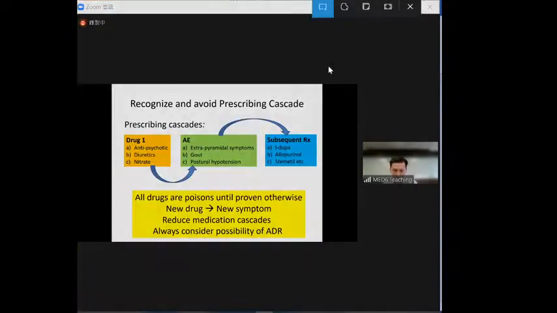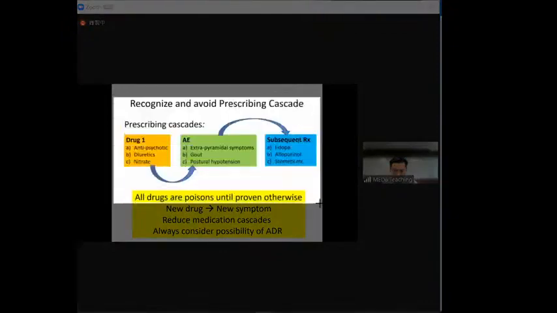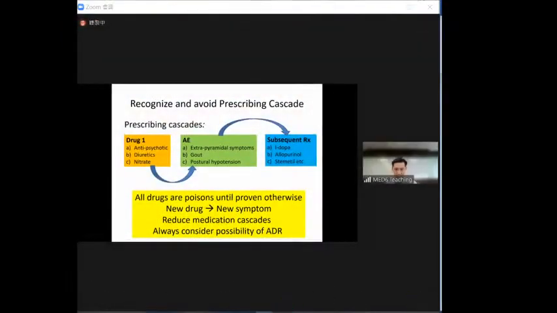The other thing we need to pay attention to is the prescribing cascade, okay? As I introduced shortly, a prescribing cascade is when one uses another drug to treat the first drug's adverse reaction. It's actually when the doctor does not recognize that the new symptom is an adverse reaction because of the use of the first drug, all right?